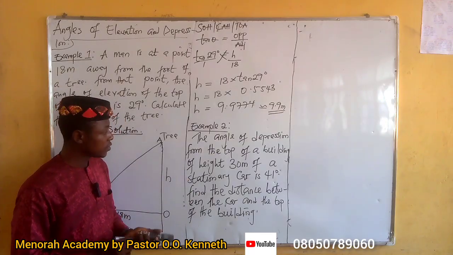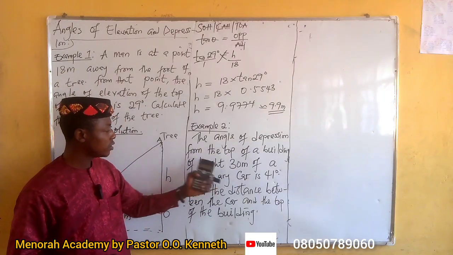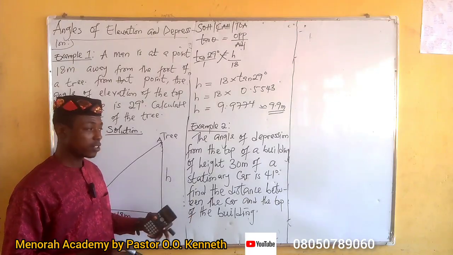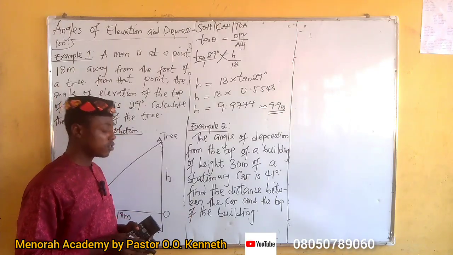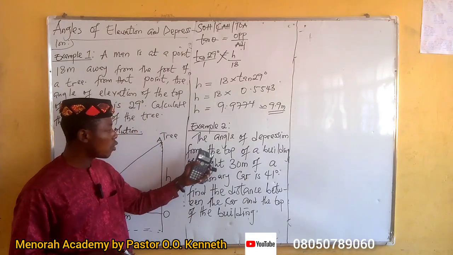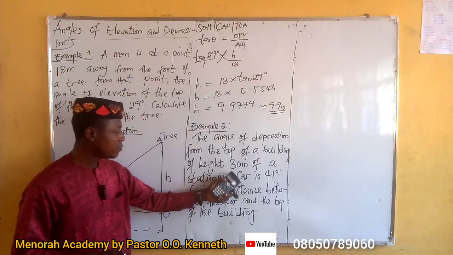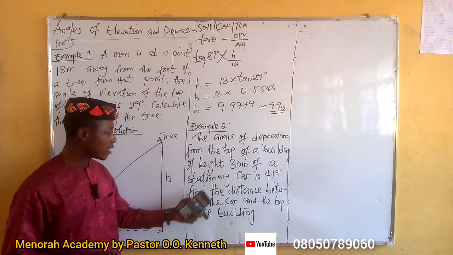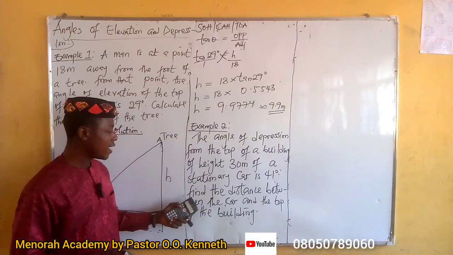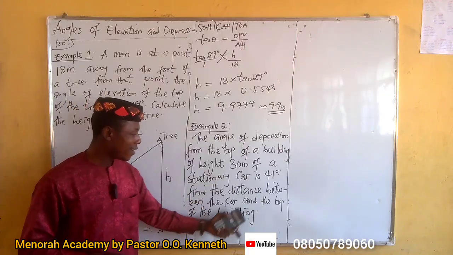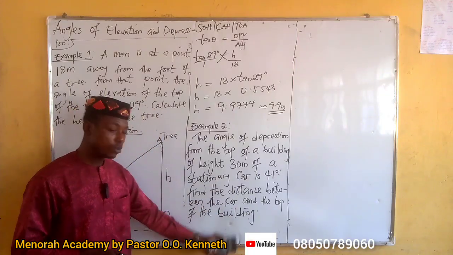Question 2 says the angle of depression. This one has to do with depression. That means you start at a point and you look down. The angle of depression from the top of a building of height 30 meters to a stationary car is 41 degrees. Find the distance between the car and the top of the building.